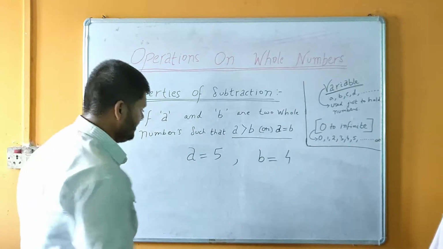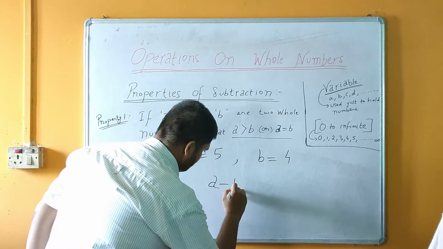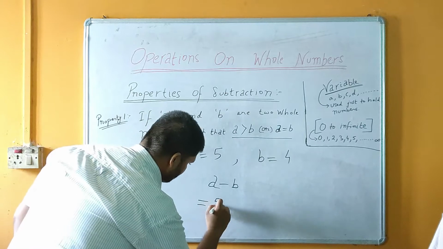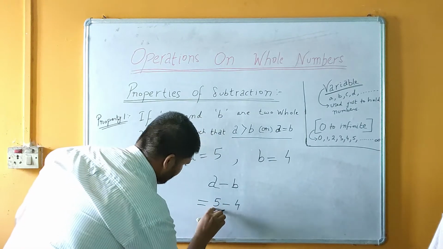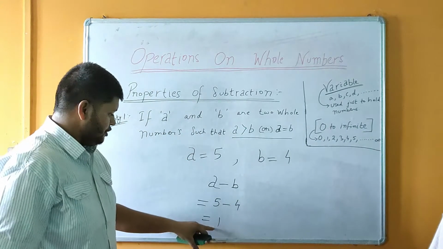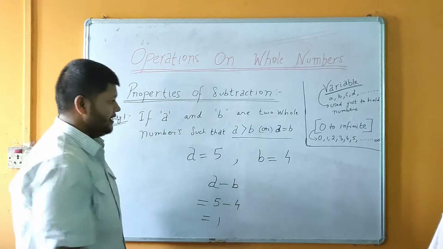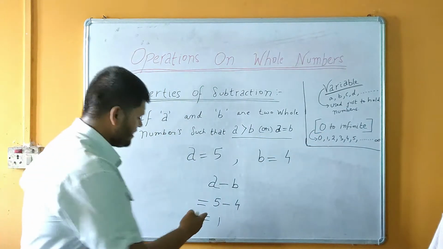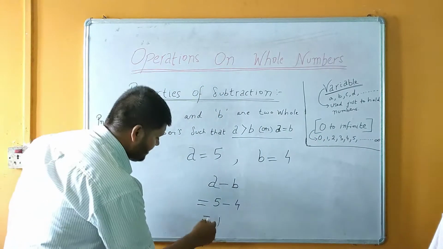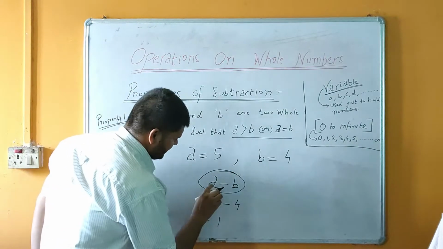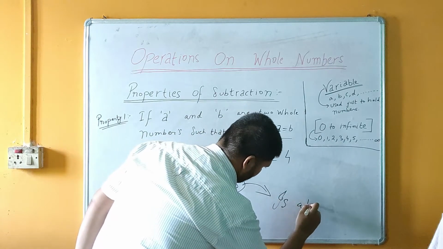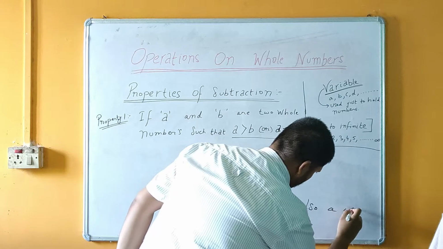Once we have decided, then we are responsible for performing this operation, that is A minus B. So the result we will obtain over here is 5 minus 4. A is nothing but 5, B is 4. So 5 minus 4 is nothing but 1. So you have to check whether this 1 is falling in this range or not. Yes, this 1 is falling in this range. That means 1 is also a whole number. If 1 is a whole number, then we can conclude that this A minus B is also a whole number.